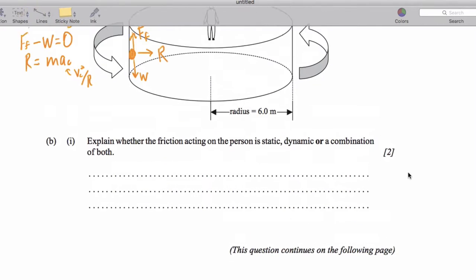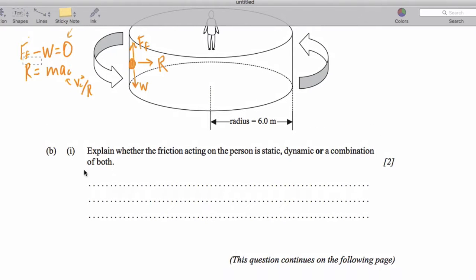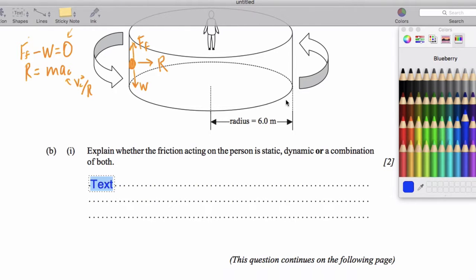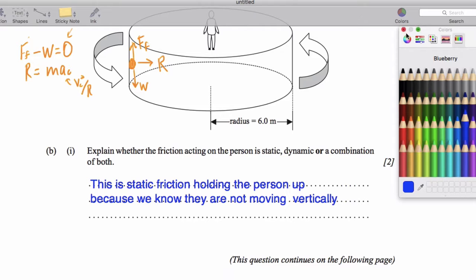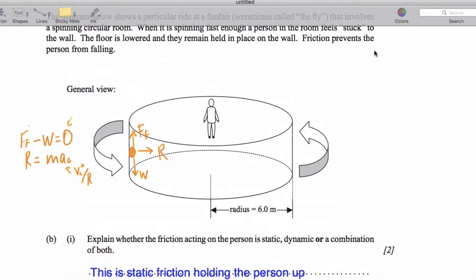Now for here, this is static friction, and the reason we know that is that it is holding the person up, because we know they are not moving vertically. Okay, and that's really what this is about.